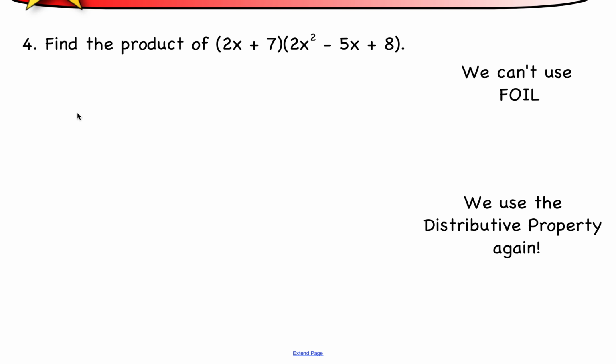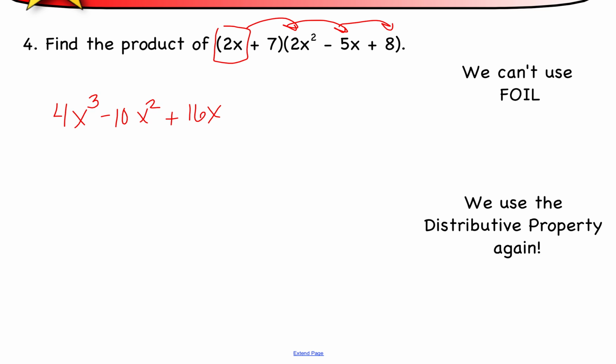If we're going to use the distributive property, first of all, let's take everything times 2x. Let's distribute the 2x through the parentheses and write the answer. So 2x times 2x squared is 4x cubed. 2x times negative 5x is negative 10x squared. 2x times plus 8 is plus 16x.